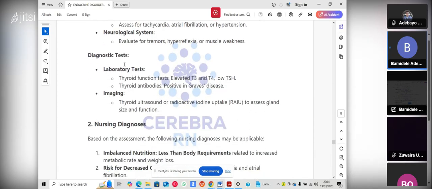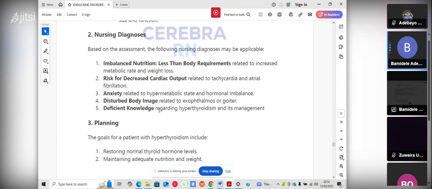Diagnostic tests, these are the ones specific for hyperthyroidism. You need to check the thyroid function test, T3 and T4. Okay, look at the antibodies in Graves' disease. Imaging, you're going to look at thyroid ultrasound to see the size of the gland, and if needed, you can also go for MRI or CT scan.